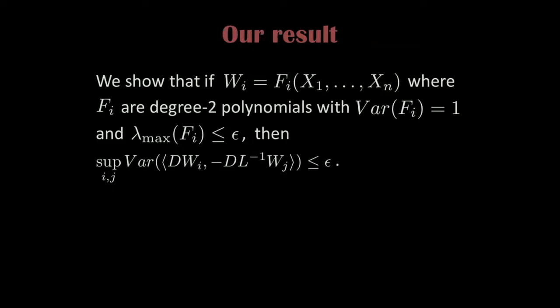So first we just show this theorem that if wi is a quadratic polynomial whose variance is 1 and lambda max is bounded by epsilon. Okay, so all wi's and wj's. Then we show that this quantity is bounded by epsilon. And how do you prove this? Just calculation and a little bit of matrix analysis. Not difficult, just a page or so.